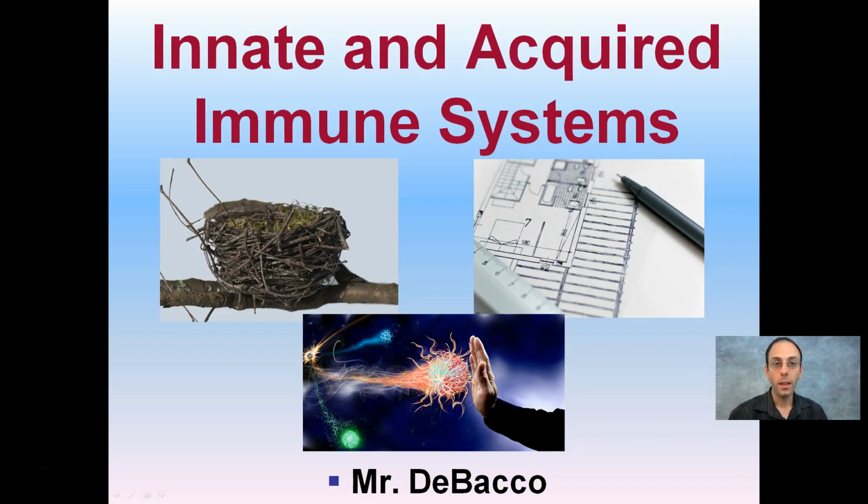Here we're going to look at the innate and the acquired branches of the immune system. Now you might be wondering why I chose to include these pictures here on the title slide. Well, I included the bird's nest to address the word innate. Birds hatch out of eggs, they come out of the nest and they fly away. They're never taught how to make a nest. They have that innate ability to make a nest.